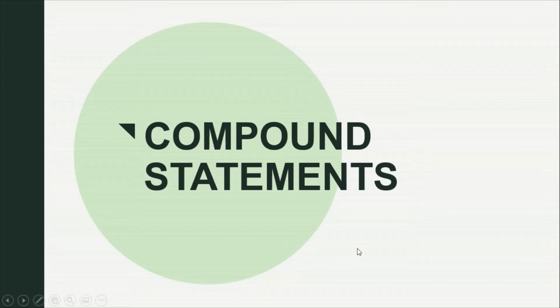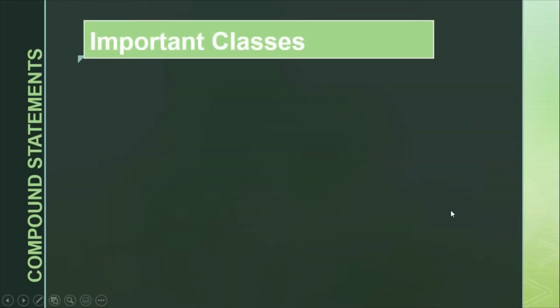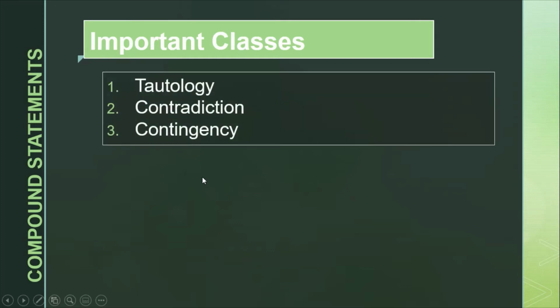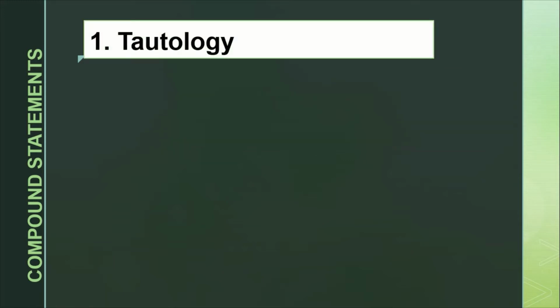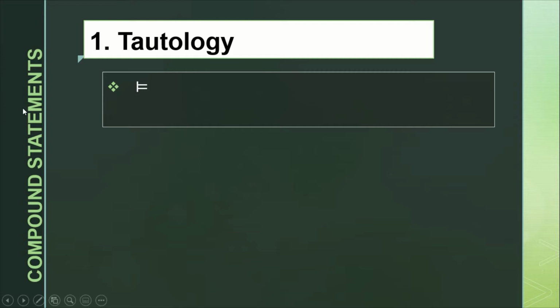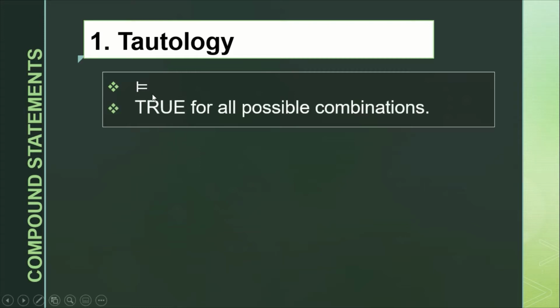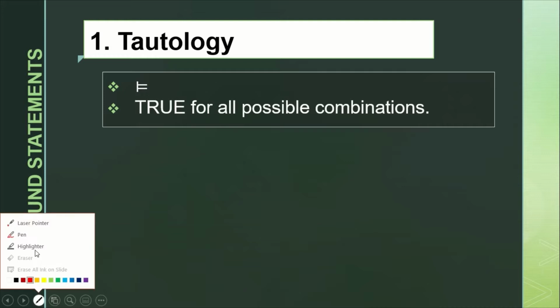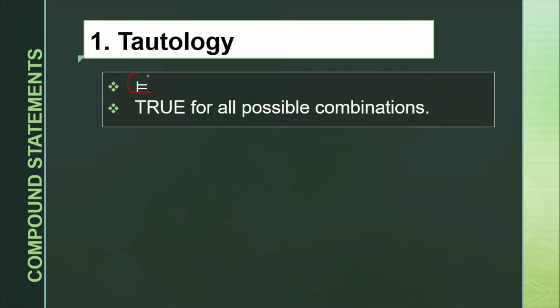Welcome to our lesson 2 for discrete mathematics, and this is in continuation with lesson 1, which is compound statement. Now, in compound statement, we have important classes to be discussed. We have tautology, contradiction, and contingency. Let's discuss first tautology. The symbol for tautology is this one. It's like the symbol for pi, but just rotated 90 degrees.